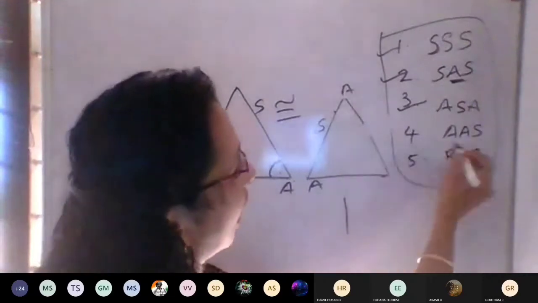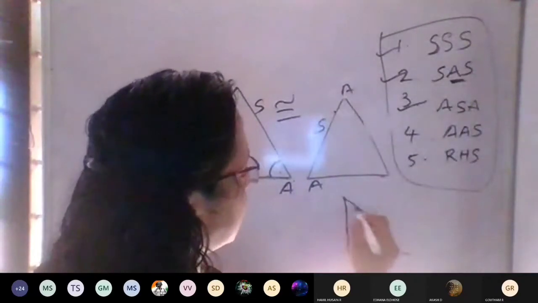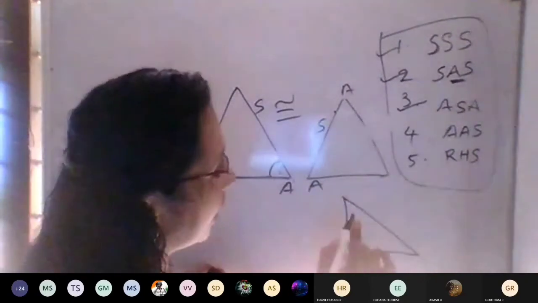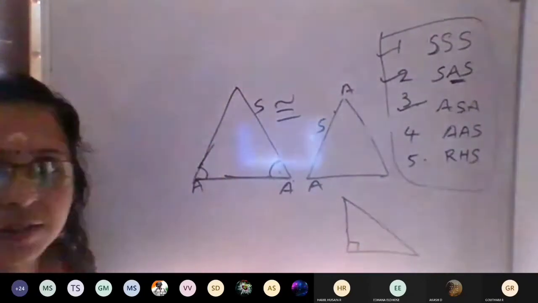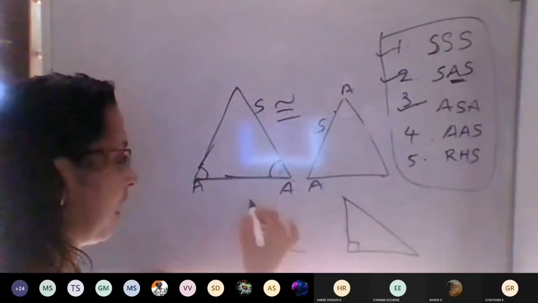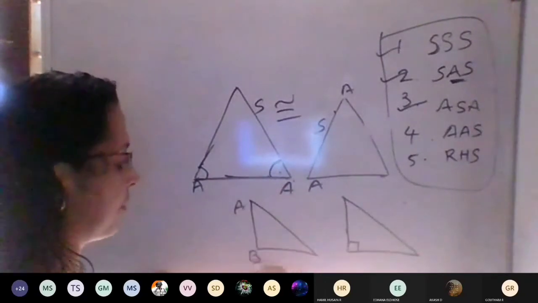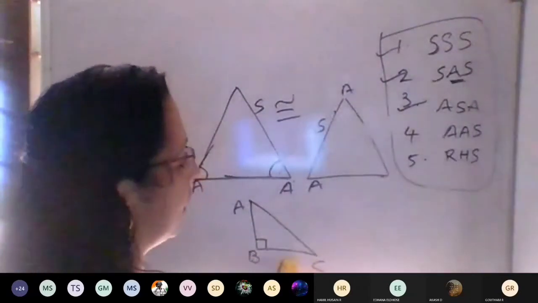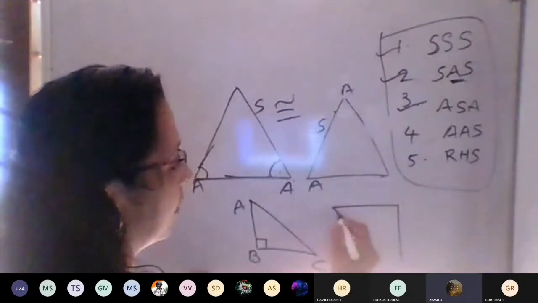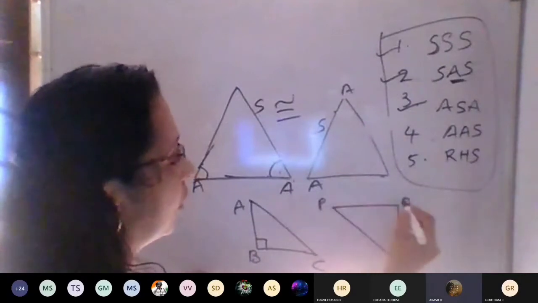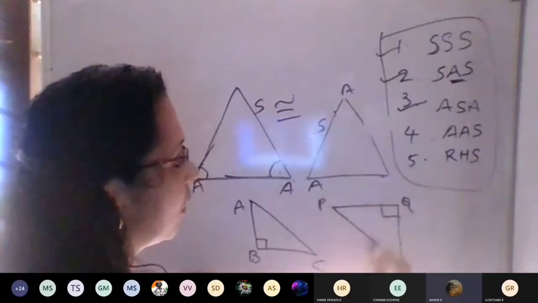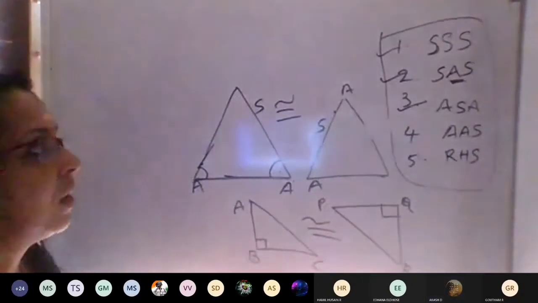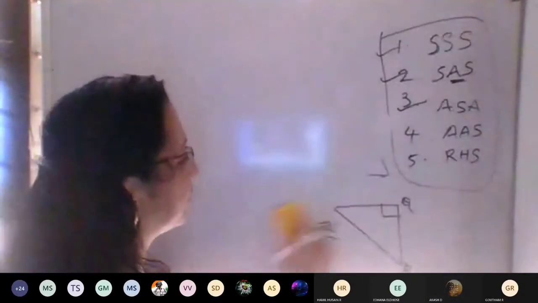Then next is RHS. That is very easy. RHS means one angle should be 90 degrees. Then only we can say that these two triangles are congruent. Suppose A, B, C has one angle 90 degrees, and the other triangle, Q, R, also has 90 degrees, then these two triangles are congruent. So which are the five conditions? Tell me.